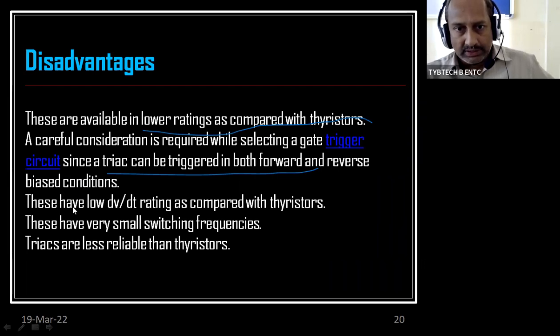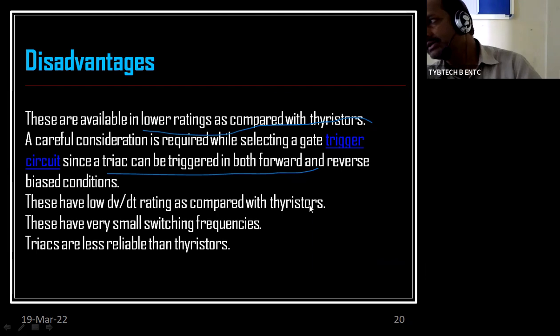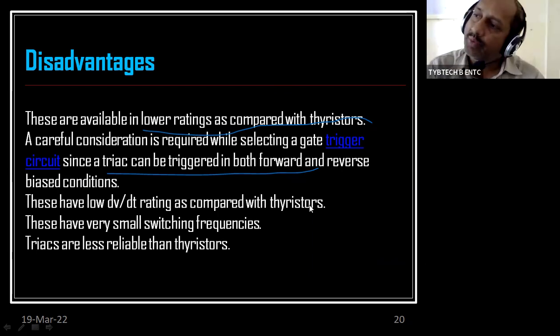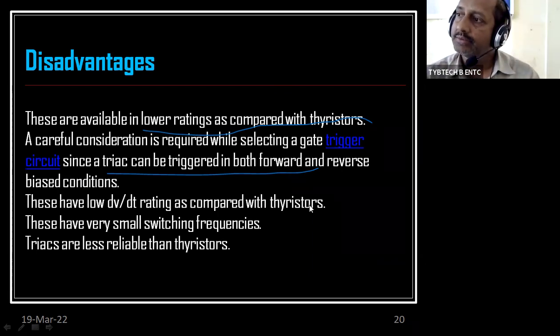So what other disadvantage does the triac have? It has a low dV by dt rating as compared to the thyristor. Thyristor here means the SCR. What is the long form of SCR? Silicon controlled rectifier. The word rectifier is there. So what is the rectifier doing? It converts AC into DC mainly.